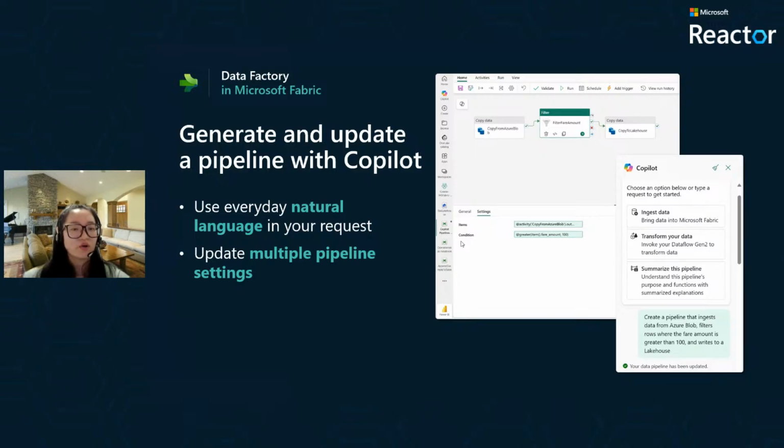Another awesome enhancement is that Copilot allows you to update multiple pipeline settings at once, like the timeout and retry parameters, without having to click through each one manually. So it really lowers the barrier to entry, especially when you are prototyping or working with unfamiliar data sources. Even for experienced pipeline builders, it speeds things up and makes the whole process more fluid. Next slide, please.